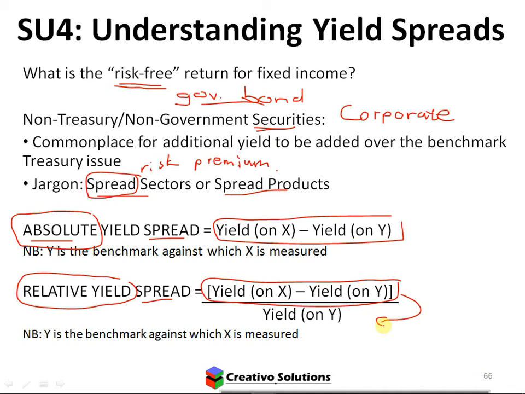That also is always asked in tests and exams. It's not a very difficult equation to remember. Just remember absolute is the yield on the one minus the other, and the relative is the same yield minus the other, over the yield. Always over the second one because you're comparing it to that second one. So y is the benchmark, x is what's being measured. If you're measuring corporate bonds to government bonds, corporate bonds would be x and y would be the government bonds. It just depends on what you're comparing.